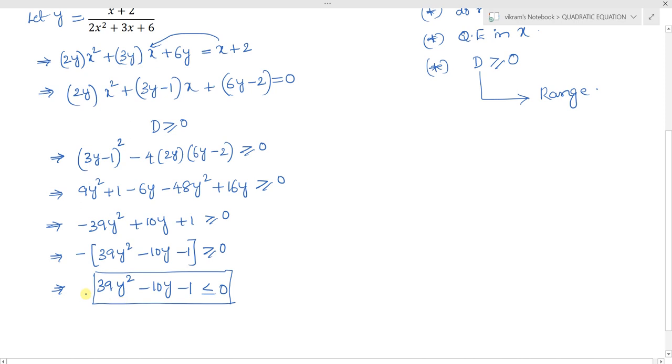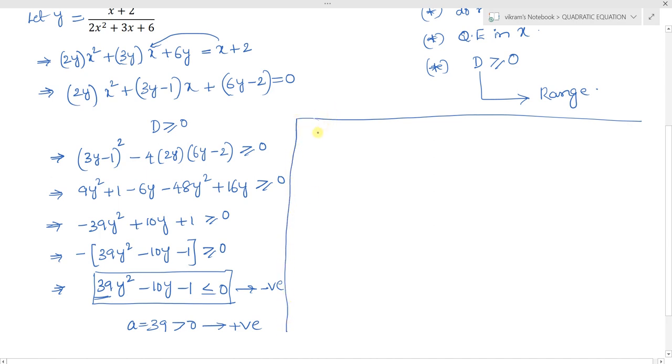But here, the coefficient of x squared, that means a, we consider as 39, which is greater than 0 and positive, but the expression must be negative. So the coefficient of x squared and the expression are of opposite sign. Just recall the concept of sign of quadratic expressions. In that we discussed that the function ax squared plus bx plus c equals 0 having the roots alpha and beta, then we obtain two conditions.